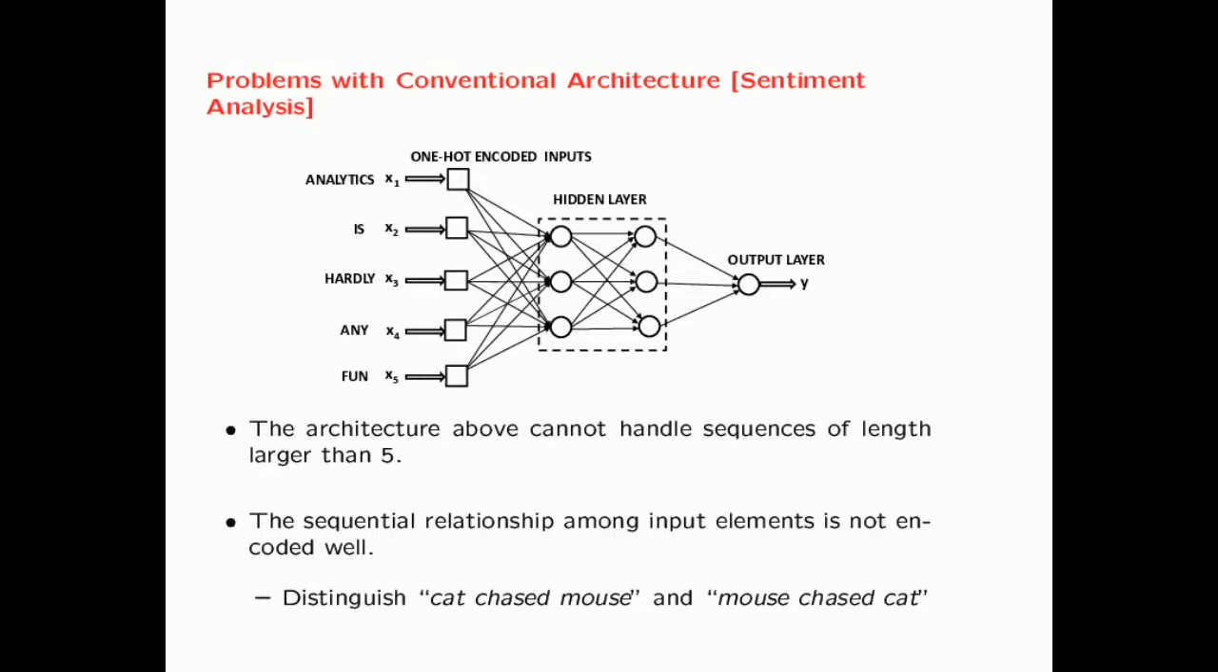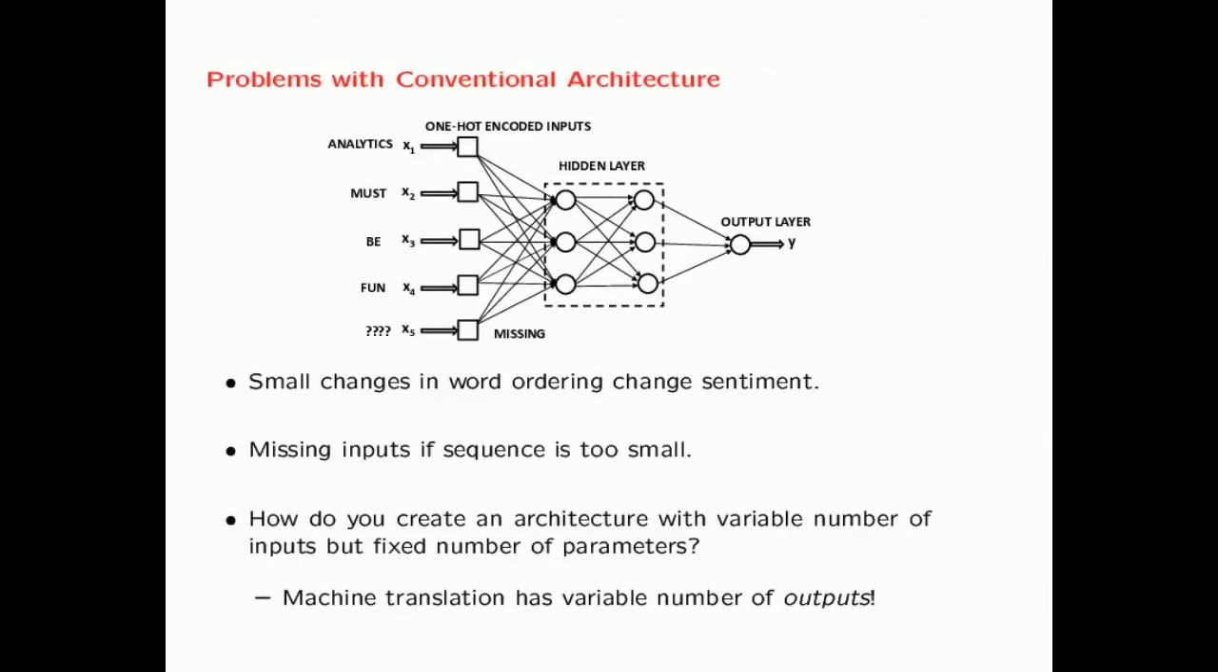Now, one might say, well, if I have sequences of limited length, then maybe I can have that maximum length as the possible number of inputs. But even then you have a problem. What do you do if you have sentences smaller than that length? If you have a sentence smaller than that length, you will have to deal with missing inputs. The other point is that what you really want is an architecture which has a variable number of inputs but a fixed number of parameters.